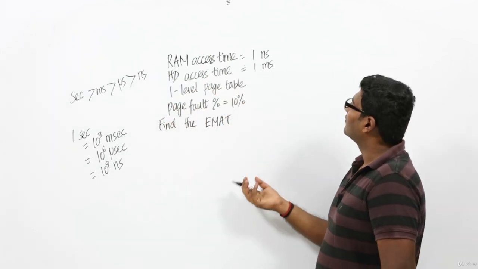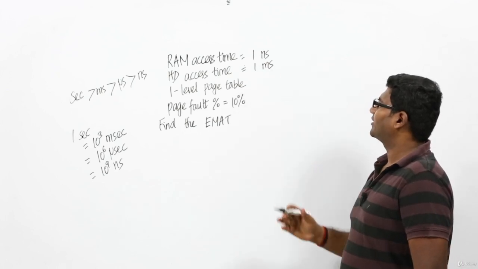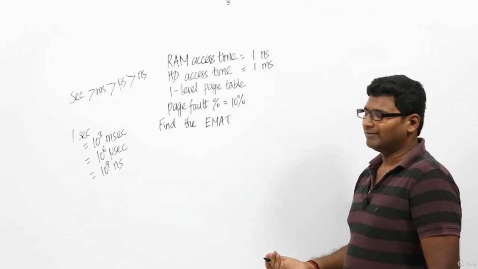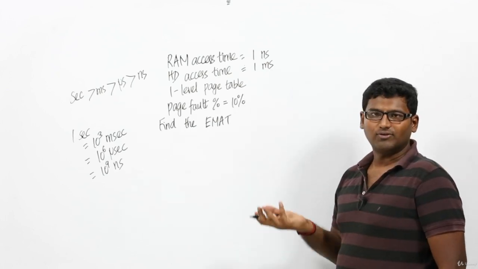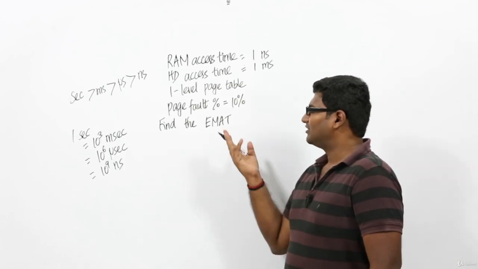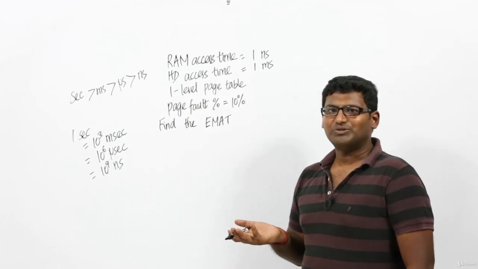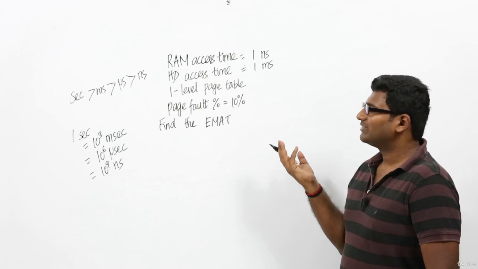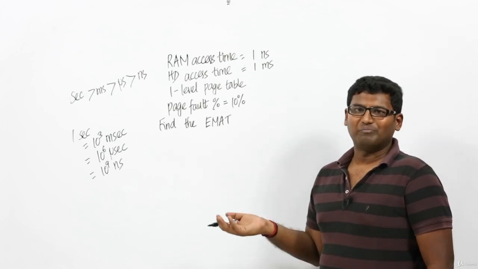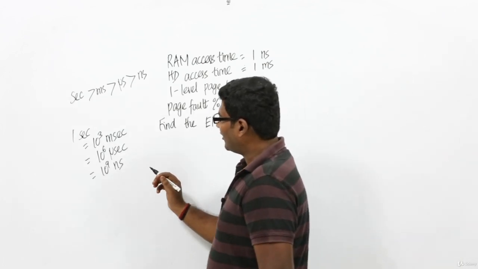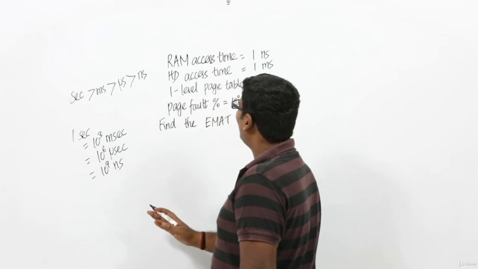That is why they have given RAM access time as 1 nanosecond, which means RAM access time is lesser than hard disk access time. This will always be true. If this is not true, then why are we actually using the RAM? There is no point in using the RAM. Fine. Now how can we convert from one unit to another unit?